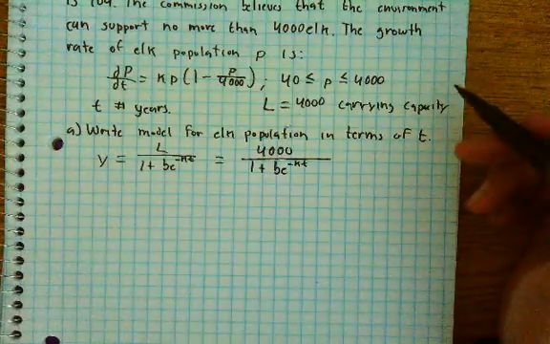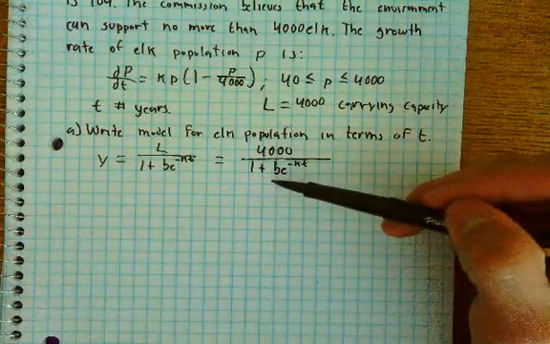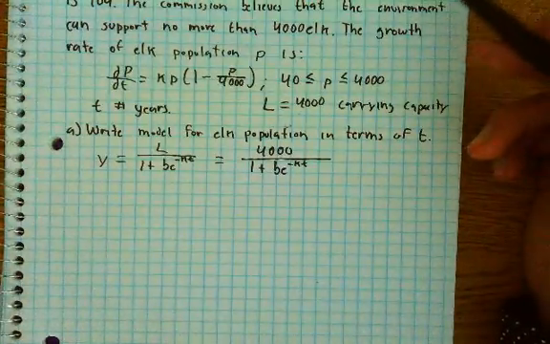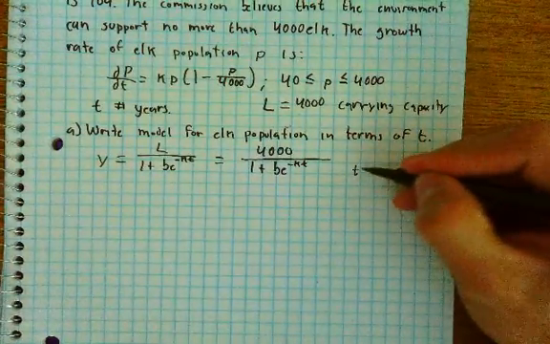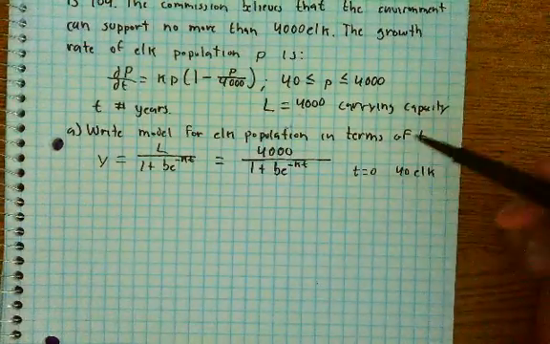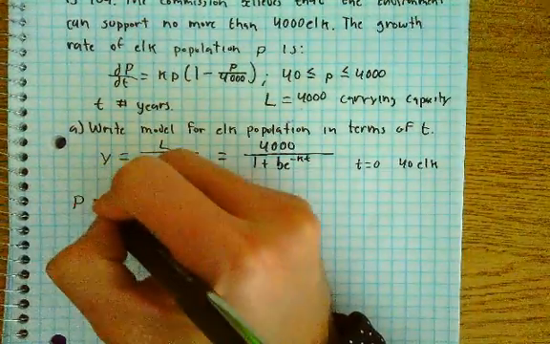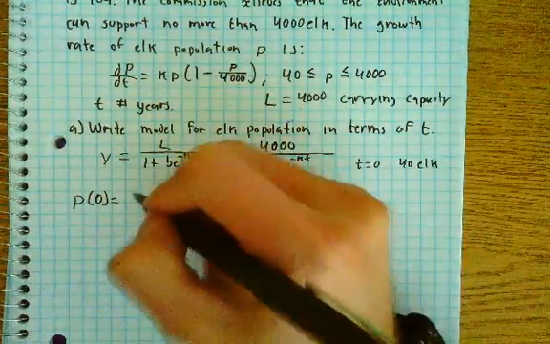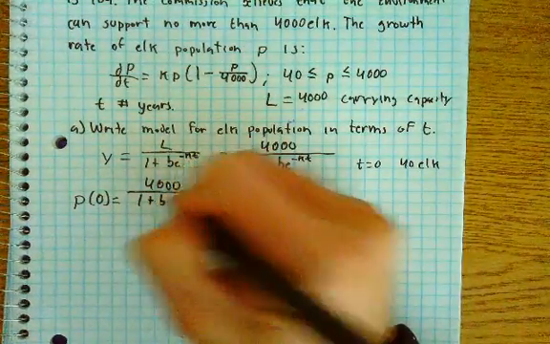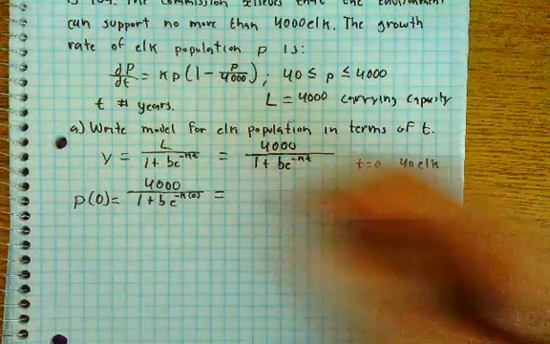Okay, well, that's what I have so far, but the problem gave me some information. It helped me figure out what this b is and what this k is. To begin with, you know that at the beginning, so when time equals 0, when t equals 0, you had 40 elk. So we can solve for some of these missing variables. So here's what I know. That means that the population at time 0 is going to be equal to 4,000 over 1 plus b e raised to the negative k times time, which in this case is 0. And according to that, I should have 40 elk.